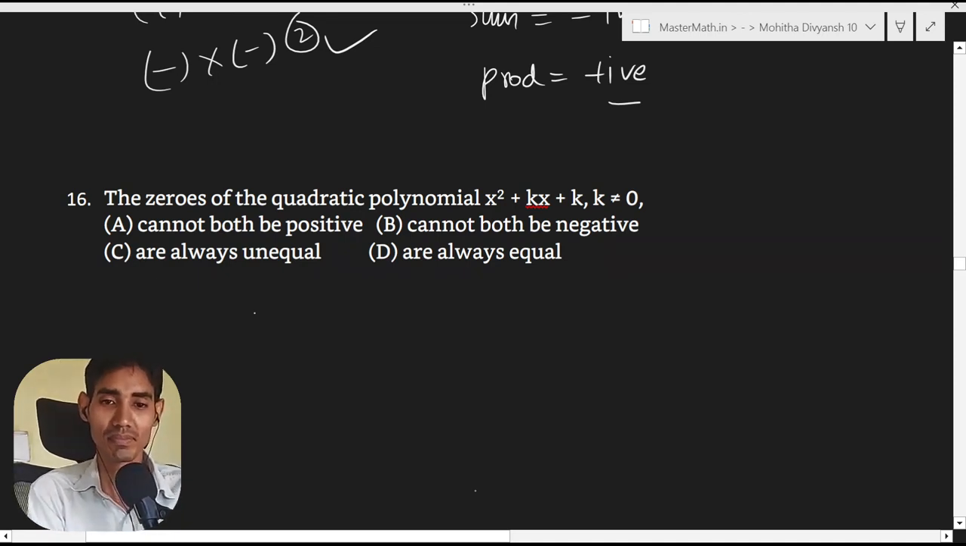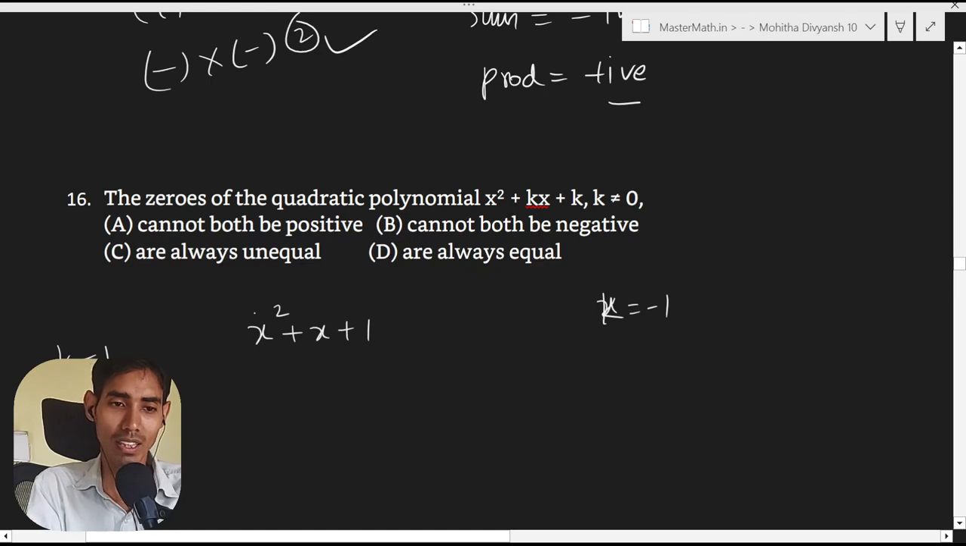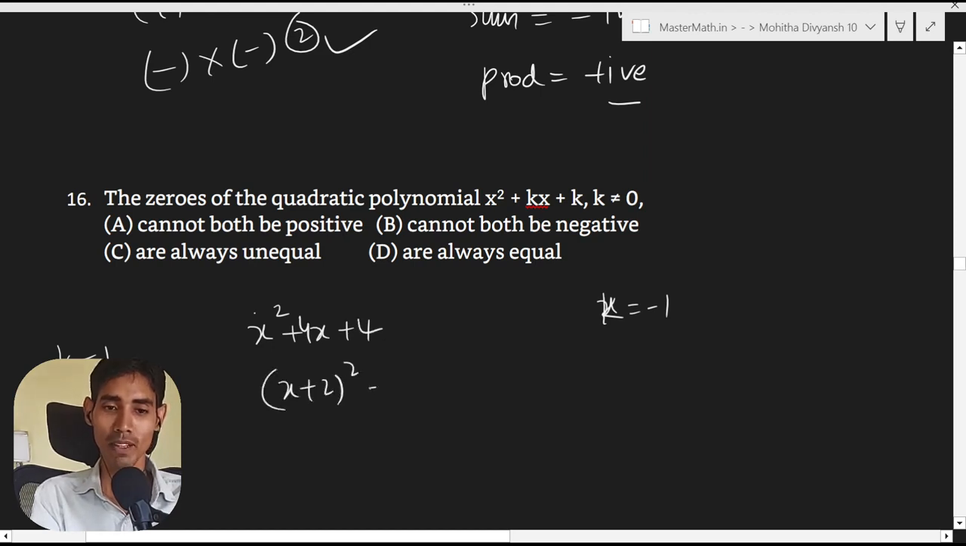X squared plus x plus 1. Okay, even that would work. So you took k as 1, and then another case you could take k as negative 1. I generally take 4, so that makes my life a little easier. So you want to stick to 4 or 1? 4. Okay, x squared plus 4x plus 4. So this is x plus 2 whole square, so zeros would be x is equal to negative 2 and negative 2.